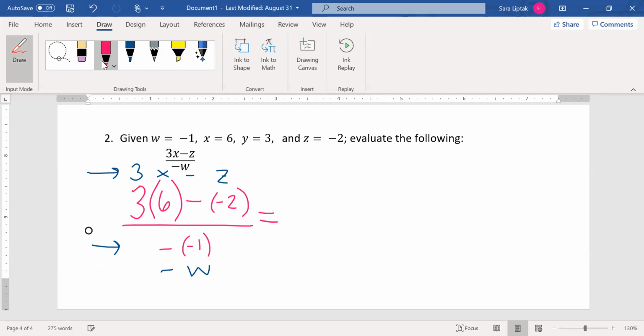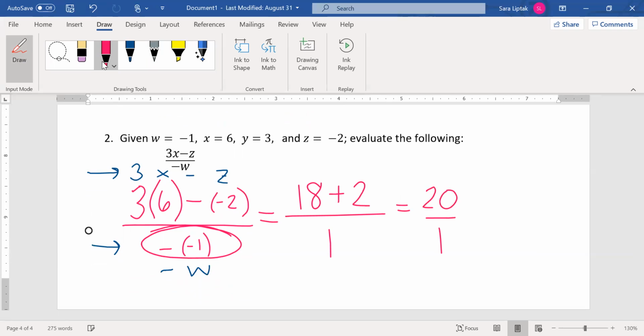Now let's evaluate the numerator. 3 times 6 gives me an 18. And if I do keep change, or see that that's a double negative, it turns into a positive, plus 2. Same thing in the denominator. I see a double negative side by side. So put your hands up. What happens to those two negatives? They cancel out and become a 1. So we still have to simplify the numerator here, which gives us a positive 20. But 20 over 1 is just a fancy form of saying what number? 20.